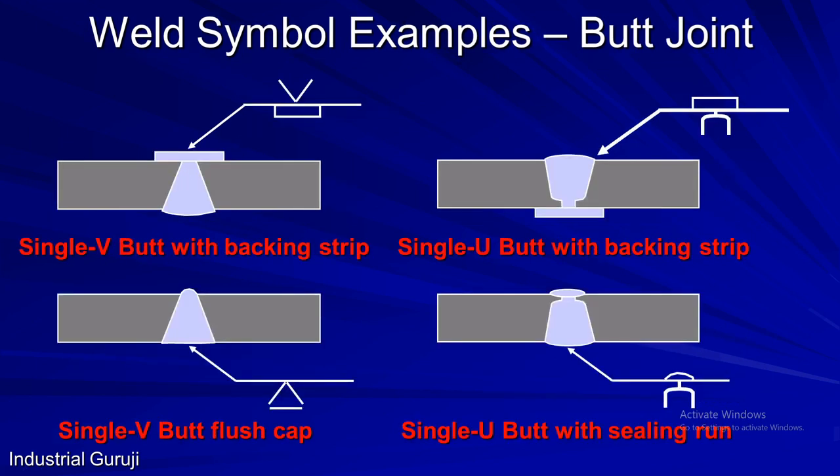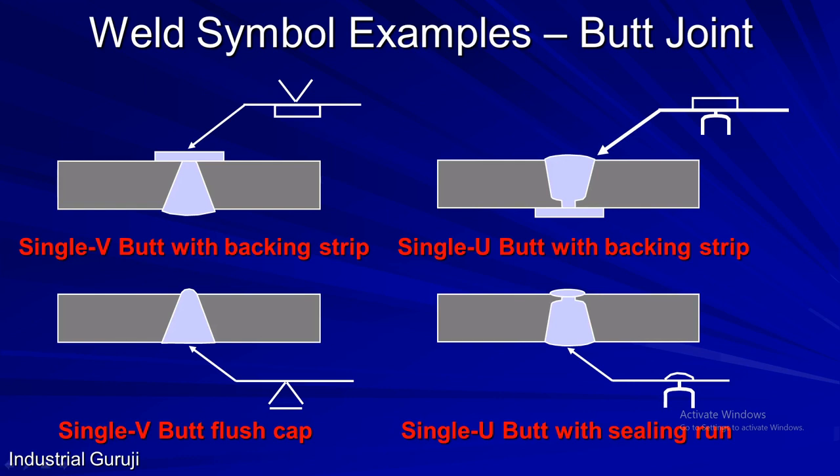Similarly, this is the symbol for single V butt joint with backing with weld on the other side. Here single U butt with backing strip with weld on the arrow side is shown. Here single V butt joint with flash capping is shown. As weld is on arrow side, symbol is shown below the reference line. Similarly, symbol for single U butt joint with sealing run is shown.